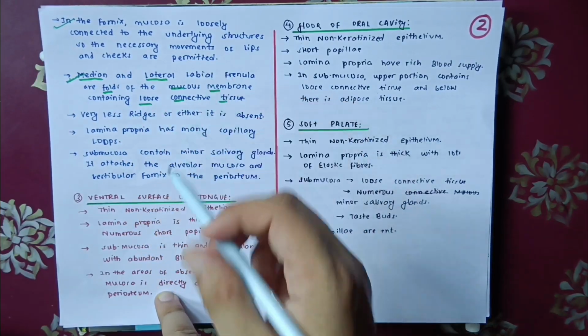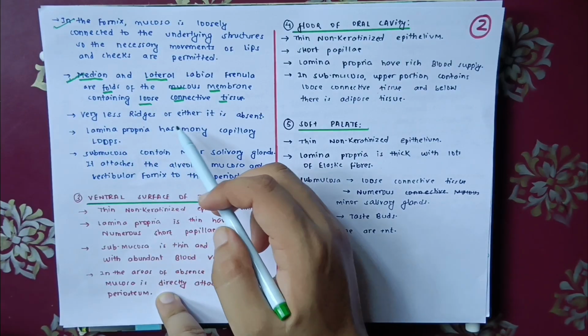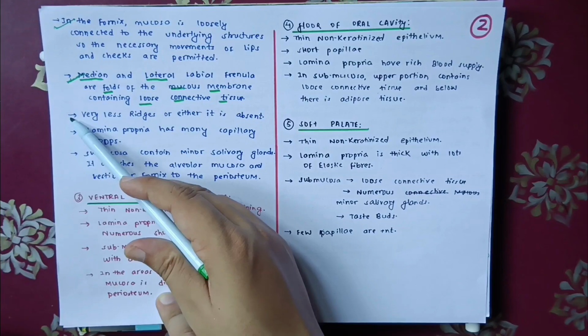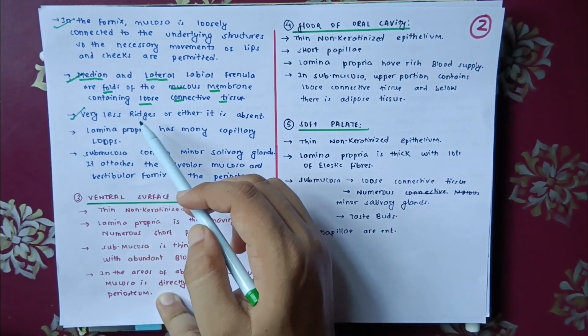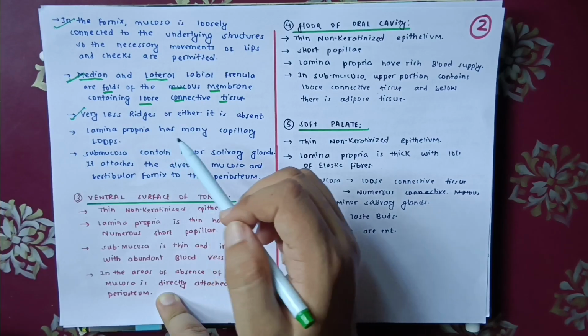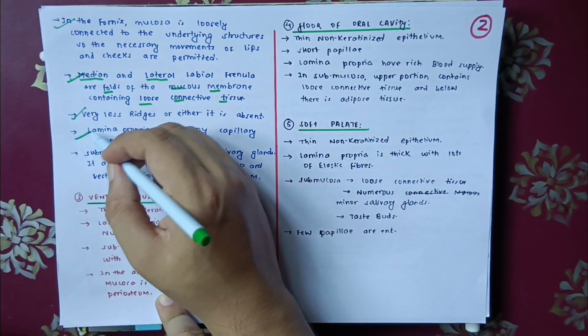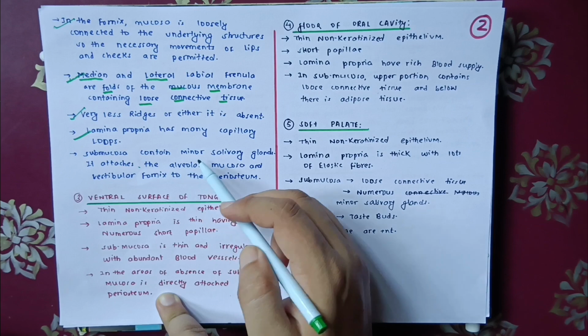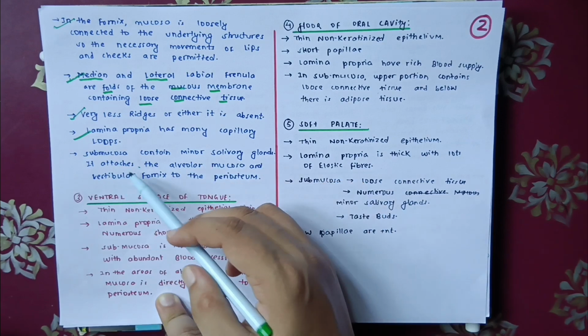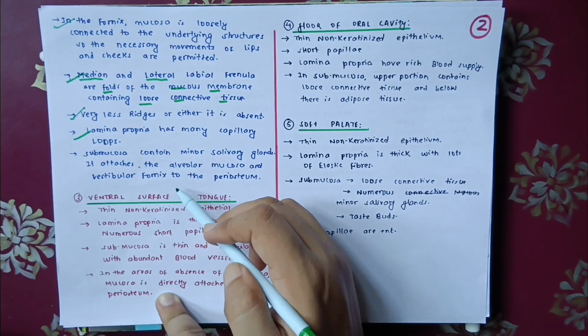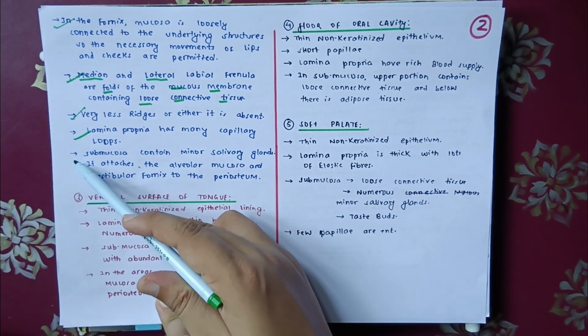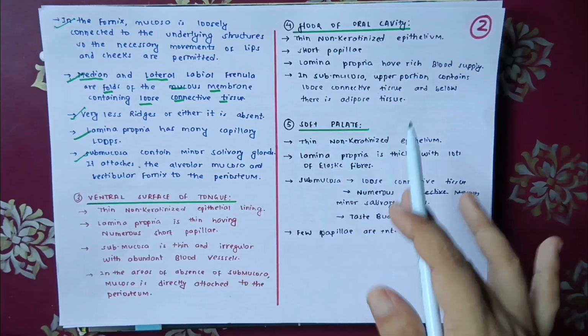After that, very few rete ridges are present, or they are absent, in the vestibular fornix or the alveolar mucosa. Lamina propria has many capillary loops. After that, some mucosa contains minor salivary glands, and it attaches the alveolar mucosa and the vestibular fornix to the periosteum. Those points are very easy to understand.